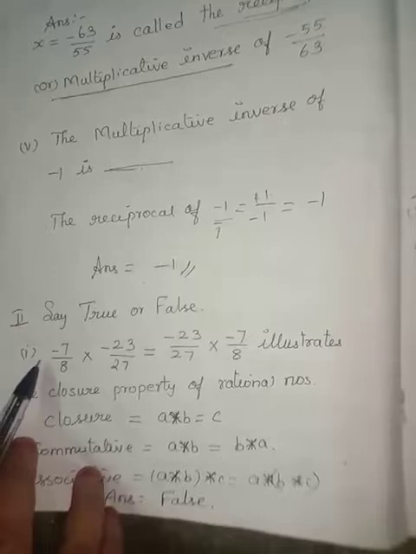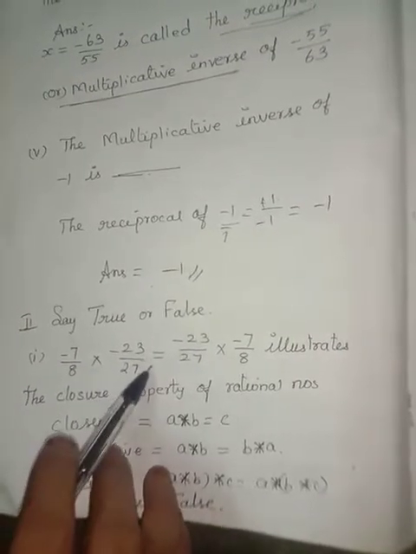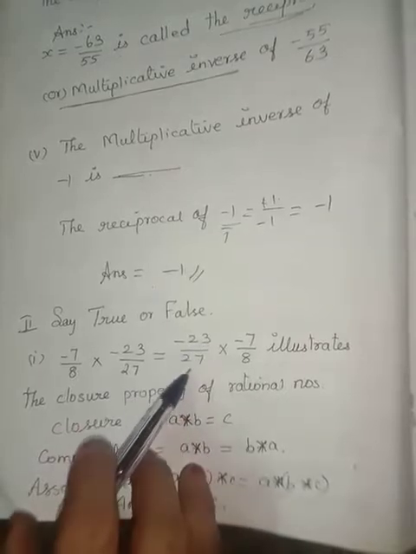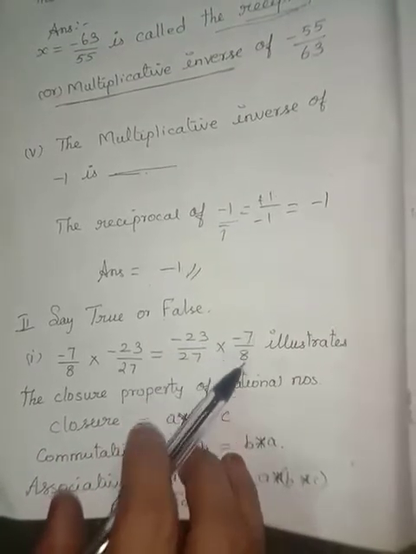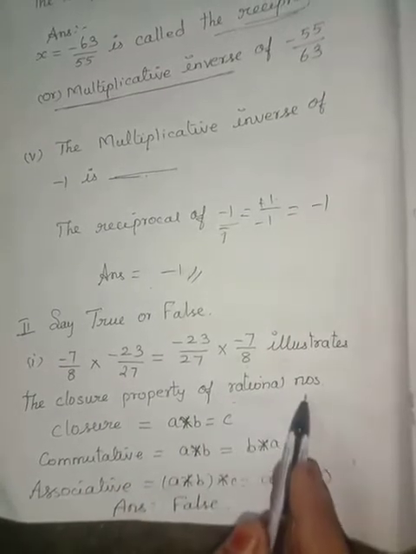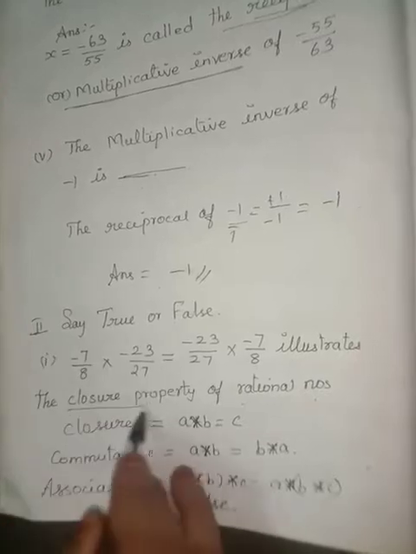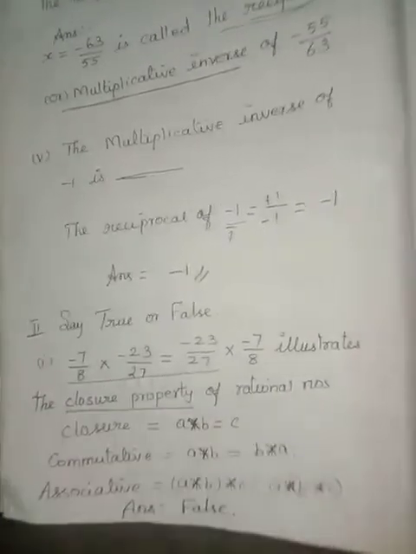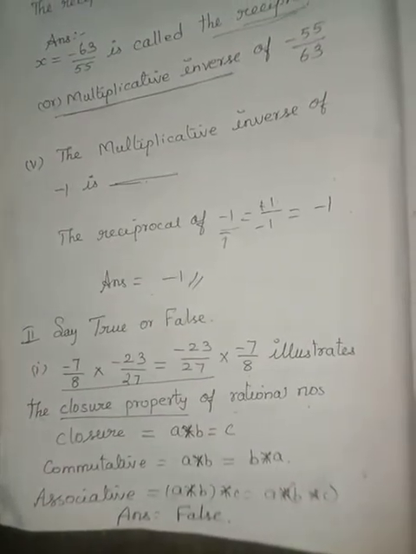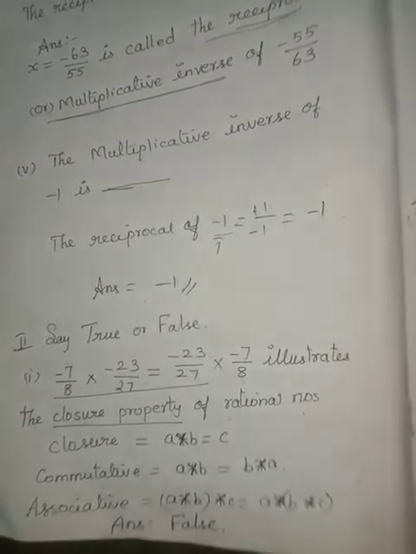The first question: minus 7 by 8 multiplied by minus 23 by 27 is equal to minus 23 by 27 into minus 7 by 8. Illustrate the closure property of rational numbers. The statement is false because, don't just write true or false. We must understand and then say whether it is true or false.